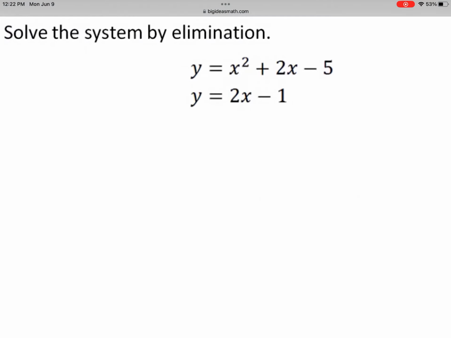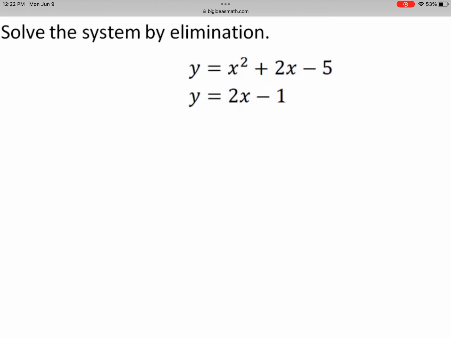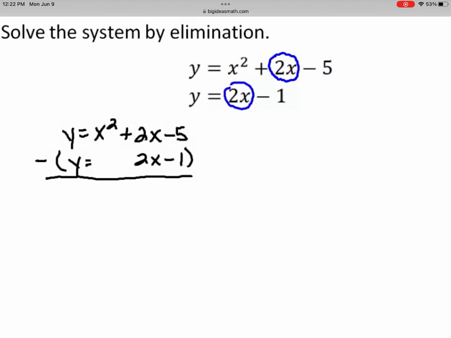Solve the system by elimination. y equals x squared plus 2x minus 5, and y equals 2x minus 1. Because the coefficients of the x terms are the same, you do not need to multiply either equation by a constant. Subtract y equals 2x minus 1 from y equals x squared plus 2x minus 5. This gives you 0 equals x squared minus 4.